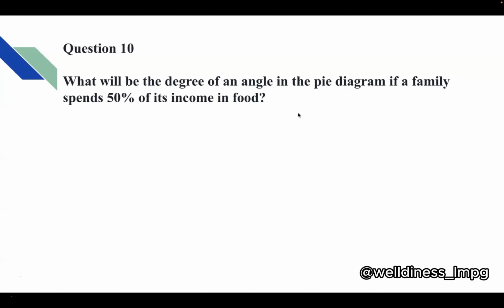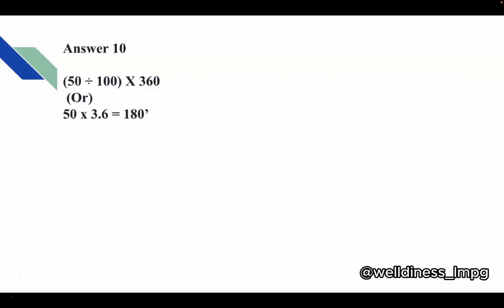So last but not least, what will be the degree of an angle in a pie diagram if the family spends 50% of its income on food? 180 degrees. That's actually correct. And that was very fast. So this is how you got it: 50 divided by 100 times 360, or 50 times 3.6, which will give you 180 degrees. So we have come to the end of this class.